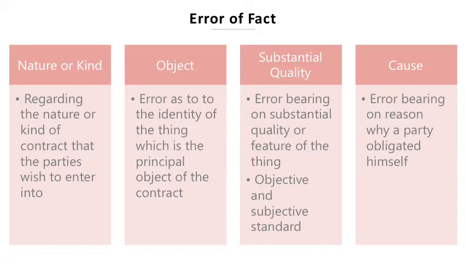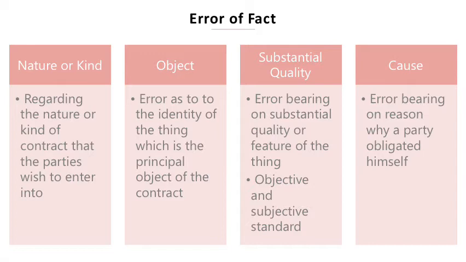So for example, if a buyer orders a necklace and he intended to buy a necklace that was made of gold, and instead he receives a necklace that is made of silver, I think this would be objectively an error as to substantial quality, and I think that objectively anyone would be displeased with that kind of error as to quality.